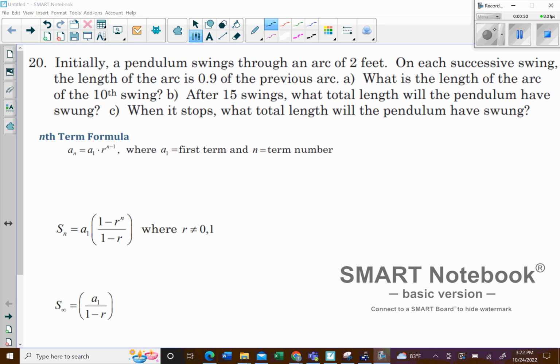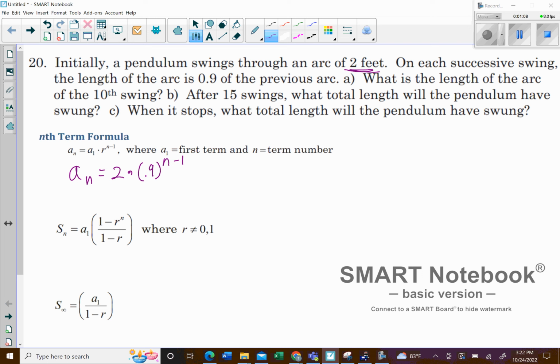So what we have to do here first is come up with the formula for our nth term. The first term is 2 feet, so we're going to have a sub n equals 2 feet times our ratio, which is 0.9, raised to the power of n minus 1. When you plug in 1, your ratio value turns into a 1 because 0.9 raised to the 0 power is 1. 1 times 2 is 2, and that's our first initial swing.